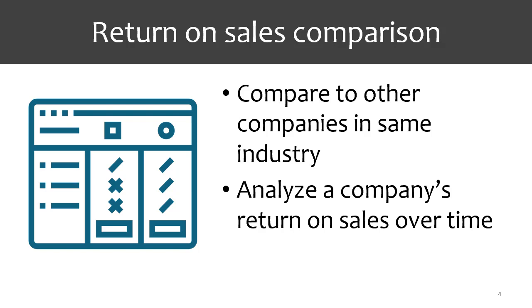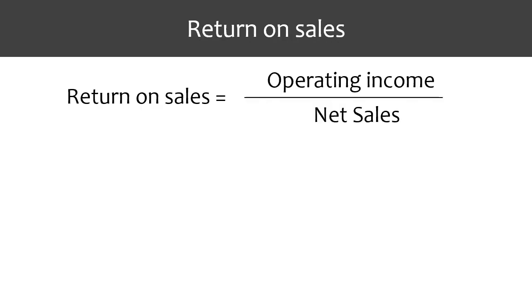The return on sales ratio can be compared to the return on sales for companies within the same industry. A company's return on sales can also be analyzed over time. Generally, it would be desirable to see a return on sales that is increasing or remaining stable over time. The return on sales is calculated by taking operating income and dividing by net sales.